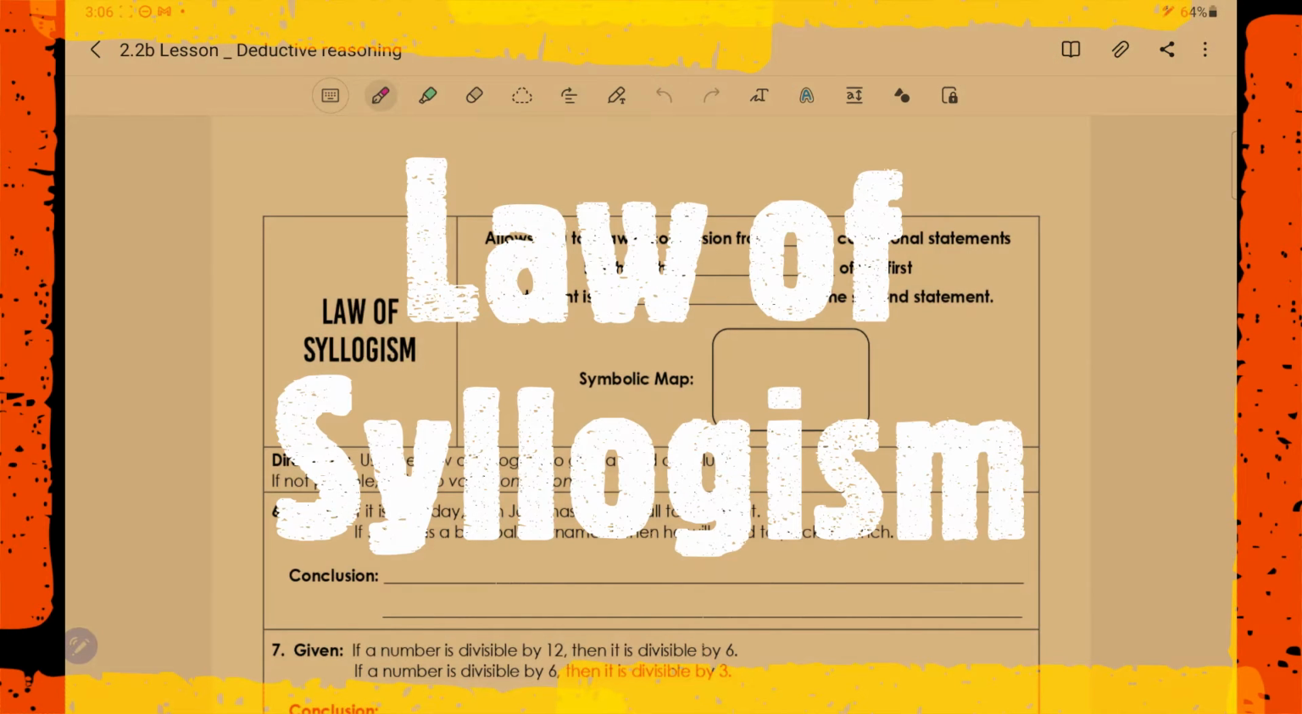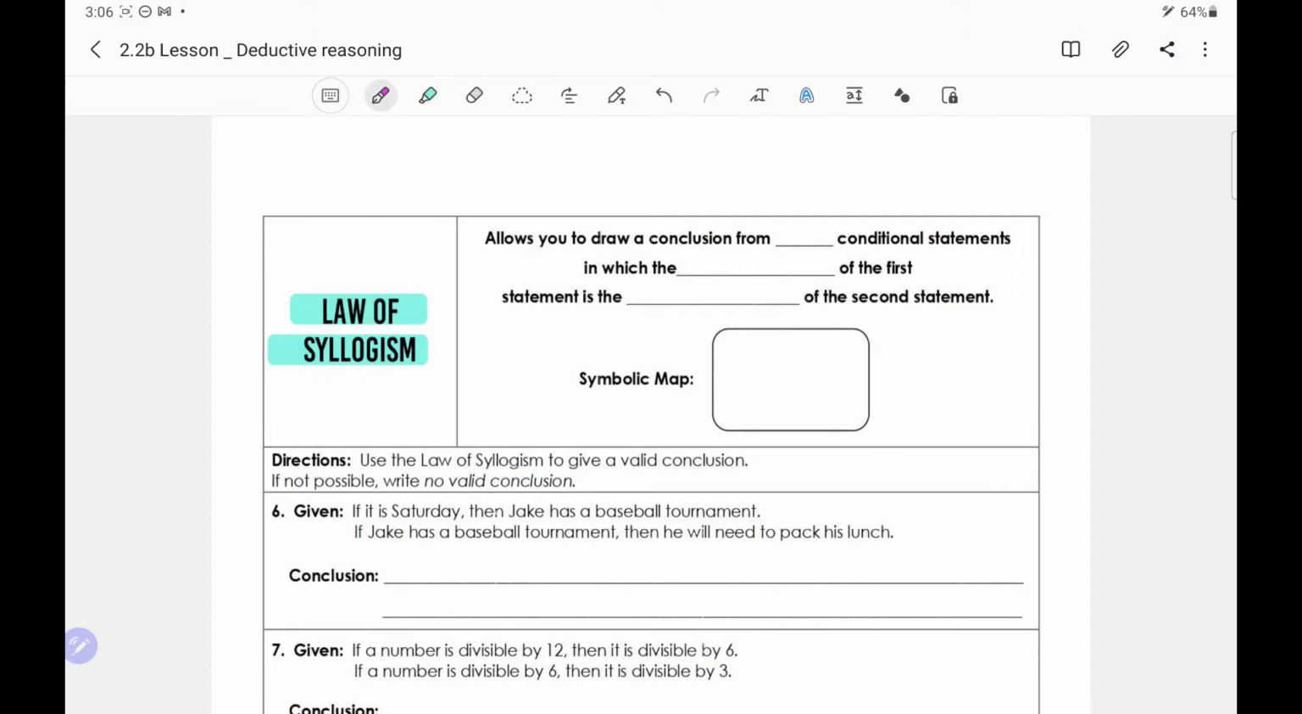The second part of our lesson here is going over the law of syllogism. So let's look at what this might mean. The law of syllogism allows you to draw a conclusion from two conditional statements in which the conclusion of the first statement is the hypothesis of the second statement. So the conclusion of the first statement is the hypothesis of the second statement.